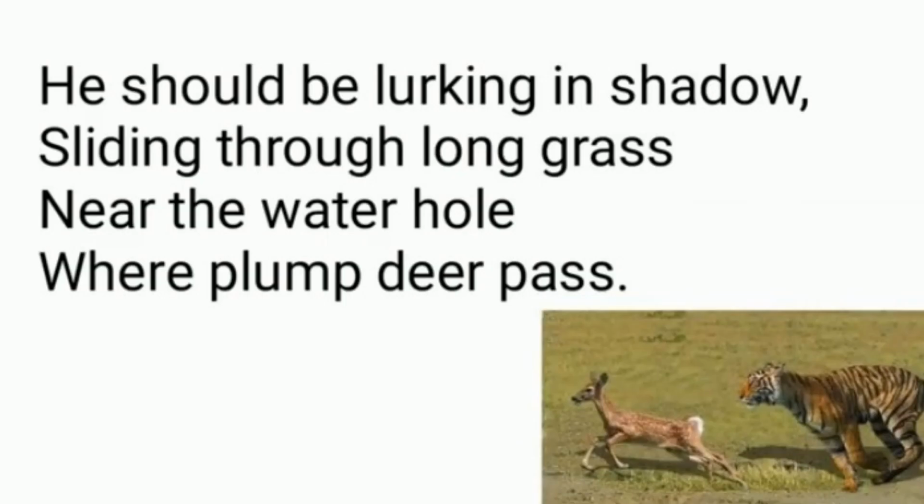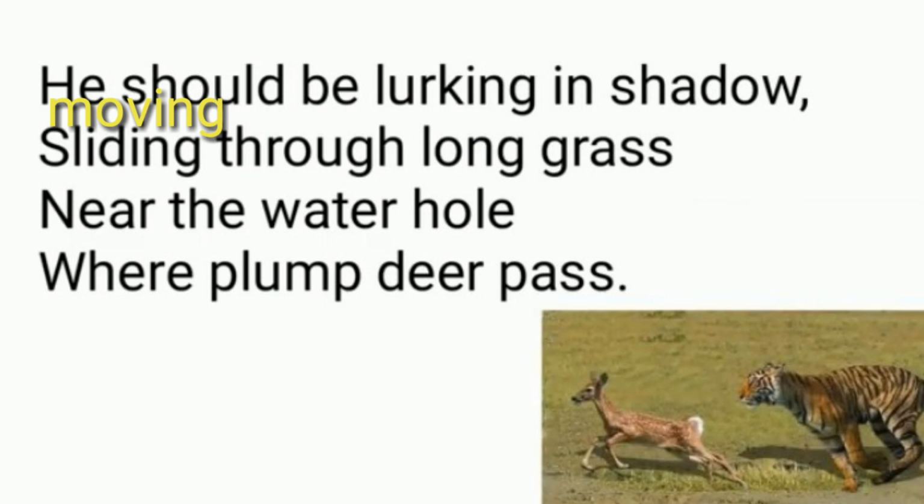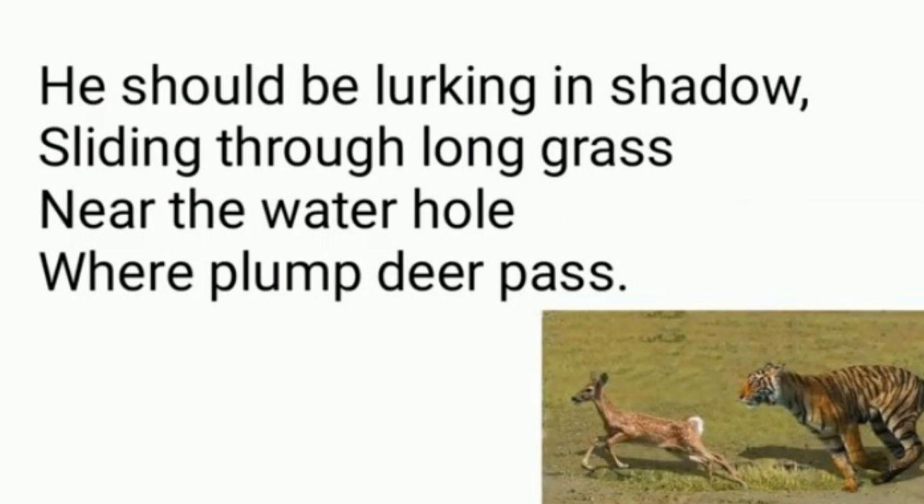Let's see the second stanza. He should be lurking in the shadow, sliding through long grass near the water hole, where plump deer pass. See the meanings of the new words. Lurking means hiding, sliding means moving, hole means pool, plump means chubby.